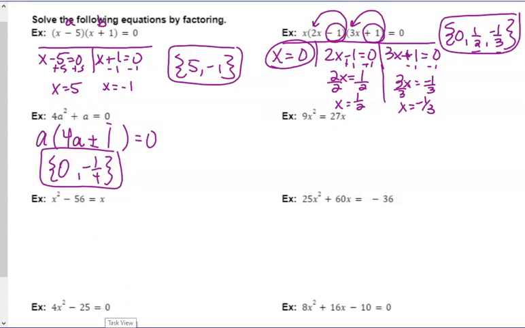All right, next one, 9x squared minus 27x. Notice it is not equal to 0 this time. I'm going to keep this term positive, so I'm going to subtract this over and get 9x squared minus 27x equals 0.